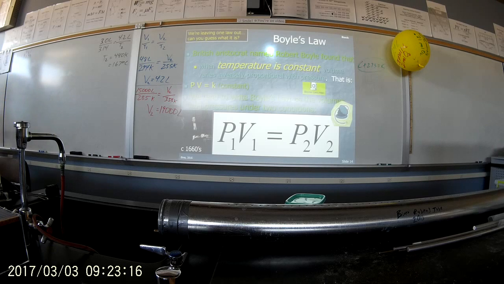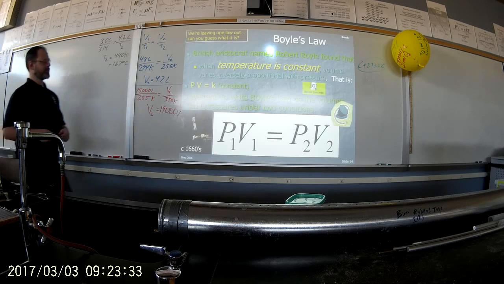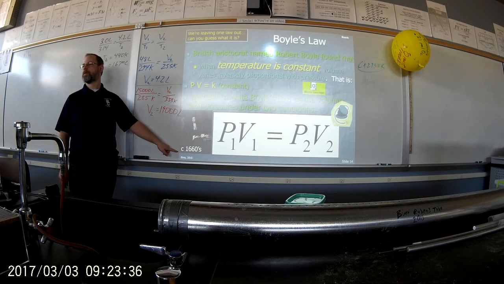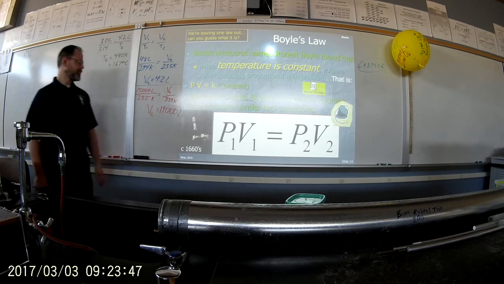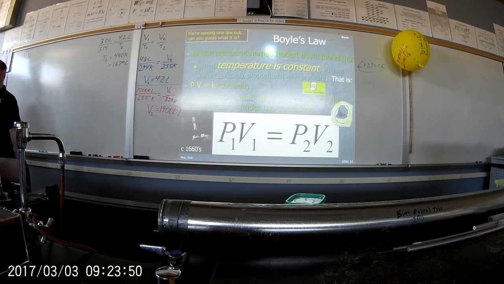Boyle's Law. Bobby Boyle. Do you know what the little C in front of a date means? Circa. It means around. Circa is a fancy way of saying around. So when did that happen? Not exactly 1660, it was around there. It was approximately that, around that time.